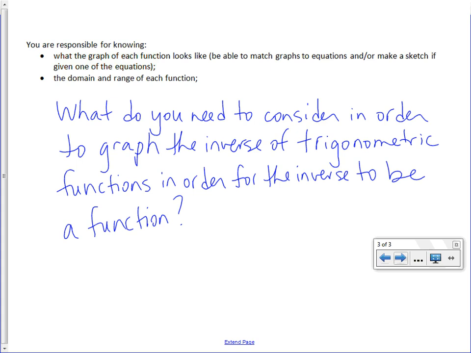Something to that effect. Okay, 1 point. So say something about restricting the domain. Maybe draw a little picture. That would be fine for me.